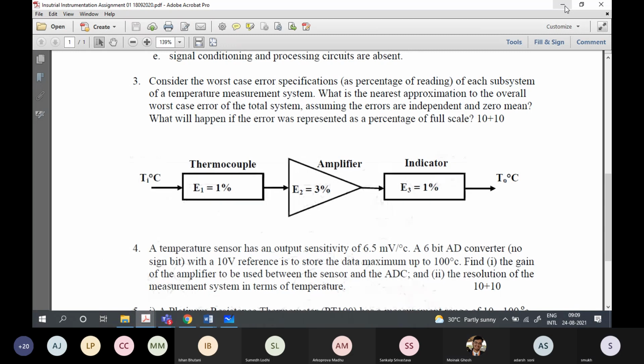Yes, sir. If you interpret, the question is, error 3% is not a complete statement. It is 3% of what? If it is 3% of full scale, then the full scale of the amplifier would translate to full scale of the output. Right? Is it not? That's how the gain of the indicator has been fixed.